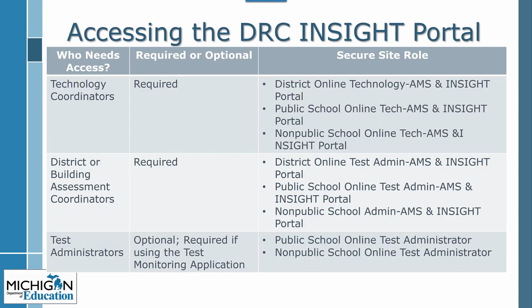This table shows who needs access and the associated Secure site role in order for them to have the correct access. Technology coordinators must have access, and the Secure site roles they should be assigned are listed here. Either district or school level access, and for school level access it is either public or non-public schools. District and building coordinators also must have access to work in the DRC Insight portal. They are sorted the same way as technology coordinators, either district or school level access, and the school access is separated into public and non-public schools.